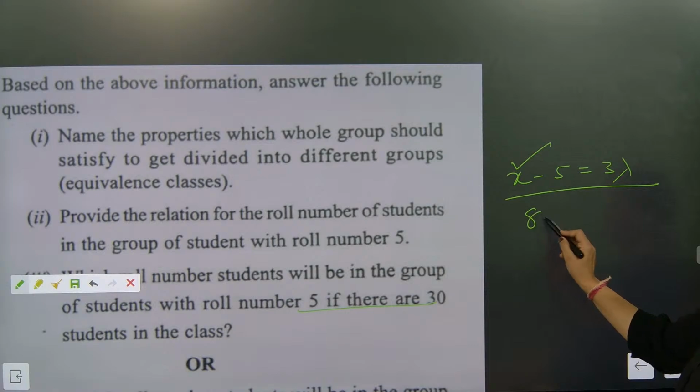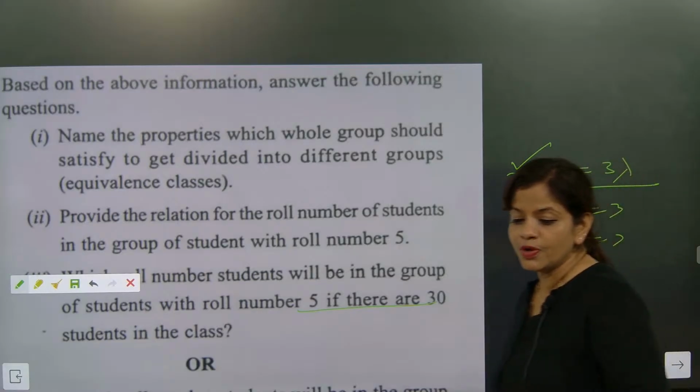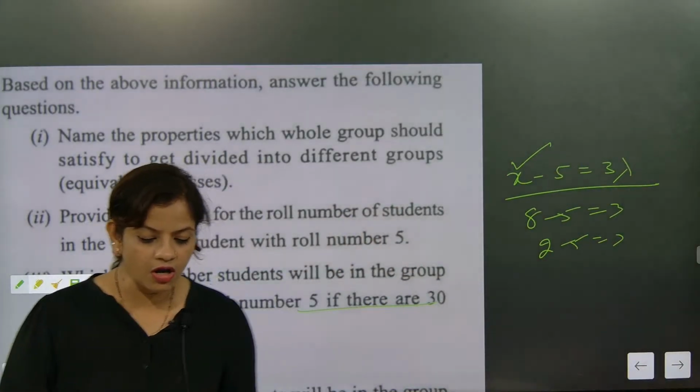8 minus 5 is divisible by 3. Understood now? Now, what number are you going to write, 11 minus 5 or 2 minus 5? 2 minus 5 divisible by 3 would give a negative number. It should be all positive.